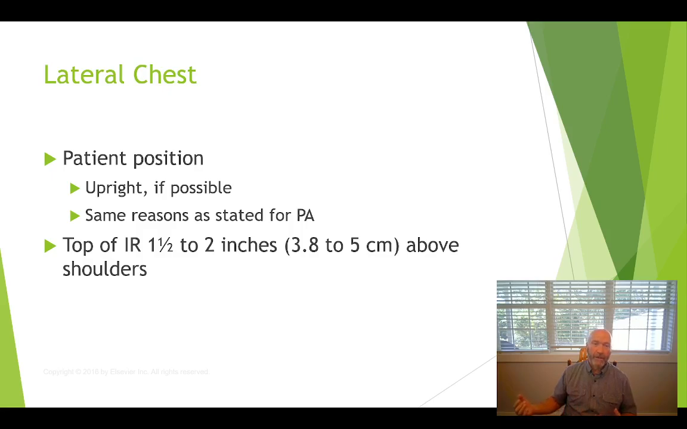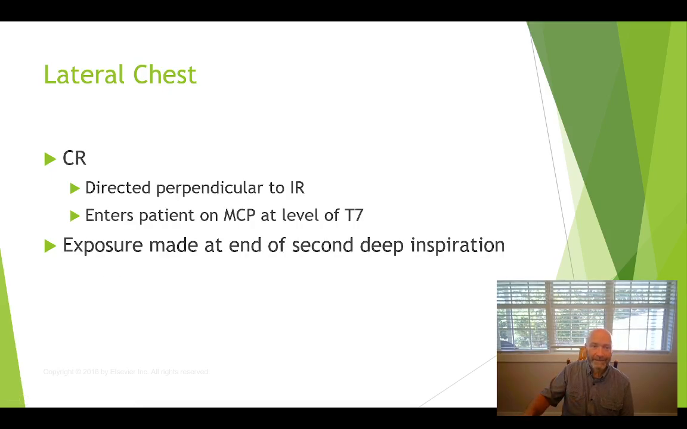And we're going to shoot a lateral with the left side up against the image receptor. The reason for that is because your heart, even though it might be at midline, your left ventricle is the largest portion of the heart. So we want to put it closest to the image receptor so that we don't have that magnification of the heart. Positioning wise, again, your textbook positioning is just like on the PA, and that is with the top of the image receptor 1.5 to 2 inches above the shoulder with your central ray at T7.